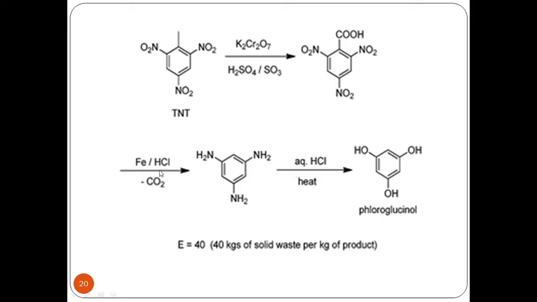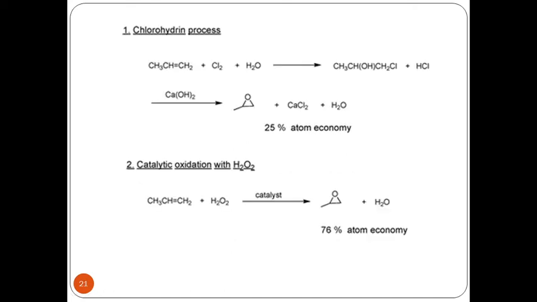In the presence of iron and HCl, I can convert these nitro groups into NH2. When I react this with aqueous HCl in the presence of heat, NH2 is converted to an OH group, which gives me phloroglucinol, that is trihydroxybenzene. Now E is equal to 40, that is, 40 kg of solid waste per kg of product is observed, and hence I can say that this particular reaction is not a highly selective reaction.